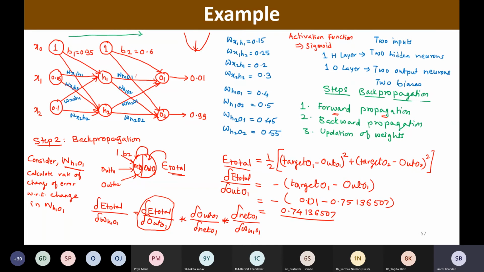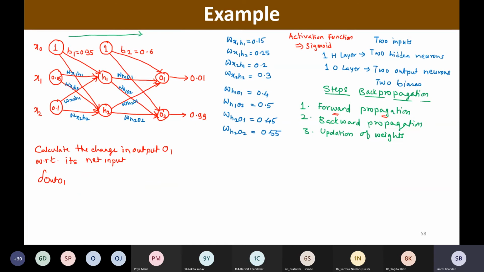So we have got this term and now we would like to compute the next term, the partial derivative of out O1 with respect to net O1, right? How am I going to compute it? I am simply giving you the formula: out O1 into 1 minus out O1. These terms we have computed already.